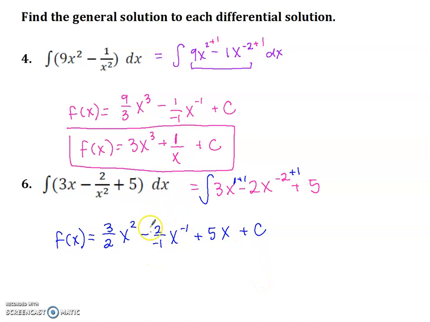I'm going to simplify this one right here. Nothing else can be simplified in this problem. So this will be 3/2 x squared, negative 2 divided by negative 1. That's going to become positive 2. The x has a negative exponent, so I'm going to move it to the bottom and make it x to the positive 1. So I don't need to write that exponent. And then plus 5x plus c.